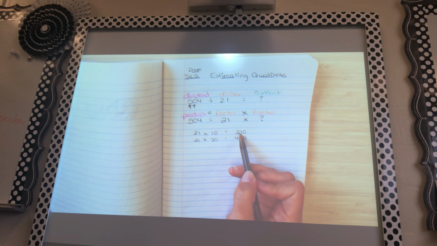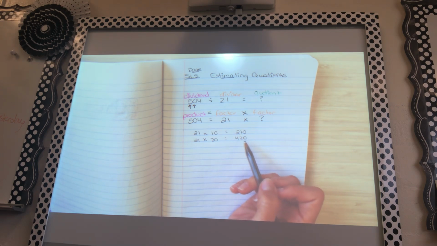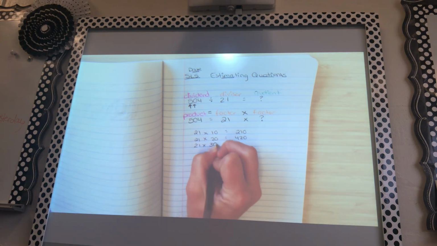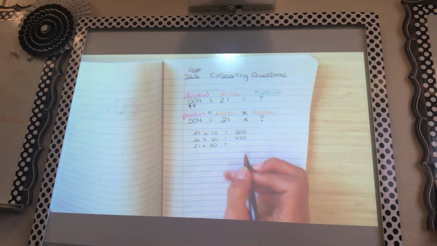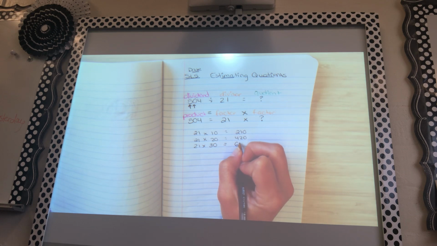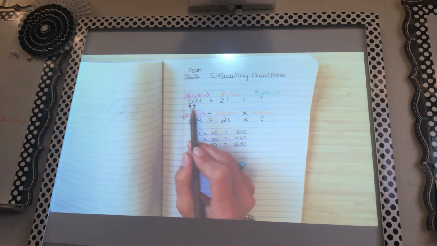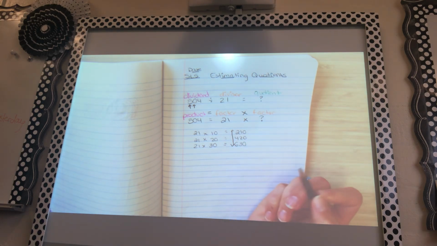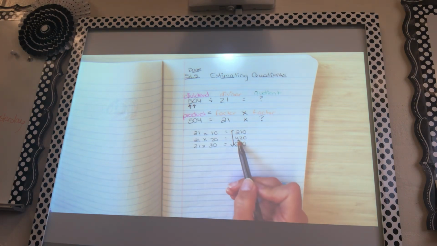Then I look and see, well, 504. 210 is much less than 504. 420 is less than 504, not too much, but I want to get in a middle area. So I want something that's either lower or higher than 504. So I'm going to go to 21 times 30, and when I do that, I see that 21 times 30 is 630. Now, if I was thinking of this as a number line going up and down, I know that 504 falls between the products of 420 and 630.